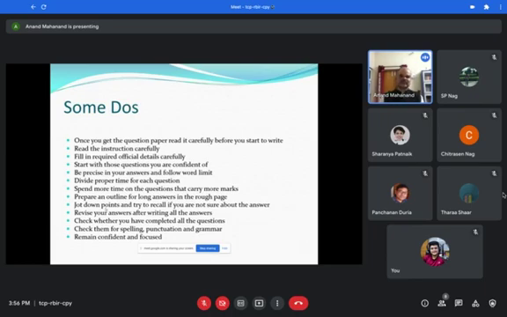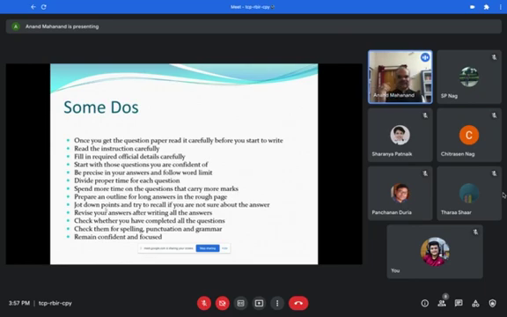You have to revise it. You have to proofread it. Then jot down points and try to recall if you are not sure about the answer. You can use the rough page and try to recall the answers. You will be able to recall them.